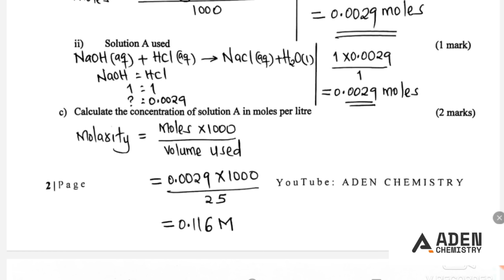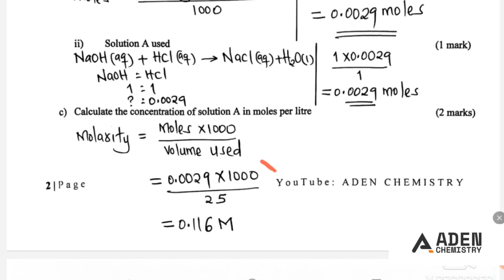Next, let's proceed to part C. We are told calculate the concentration of solution A in moles per liter. Concentration in moles per liter means molarity. So what's the formula for calculating molarity? It will be equal to moles multiplied by 1000 divided by volume used. So what is the moles of solution A? It is here, 0.0029 moles. We have gotten right now.